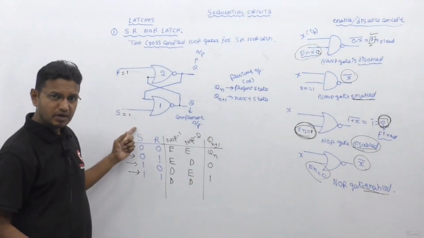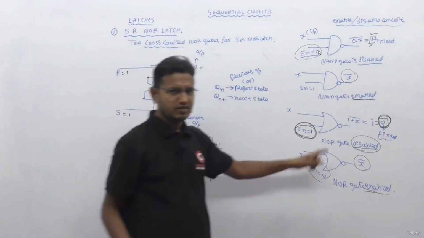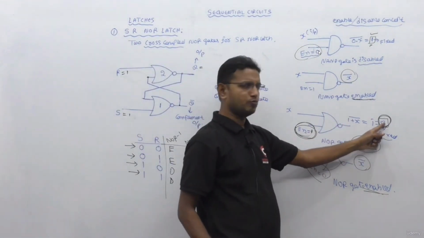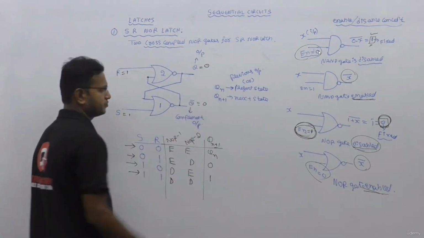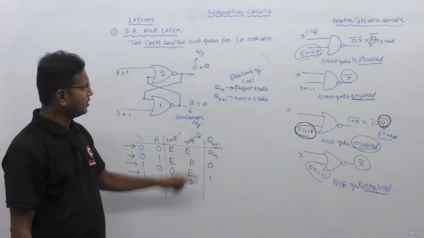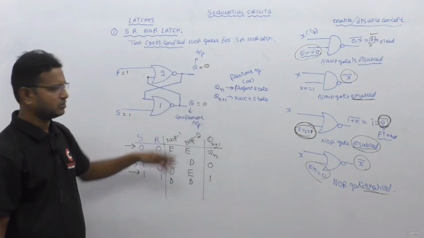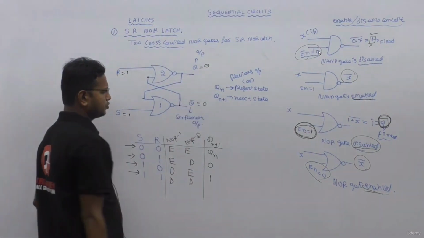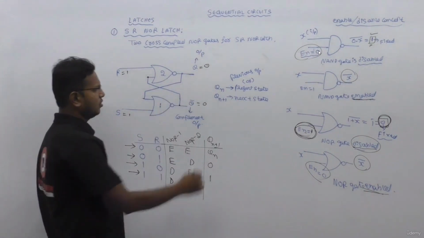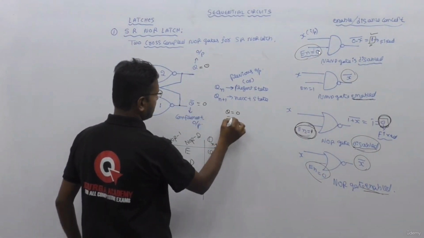If they are disabled, what will q be? I told you that when a NOR gate is disabled, you can directly tell the fixed output value, that is 0. So q equal to 0, and q bar is also 0. Since both are disabled, I am writing the values. Now see the interesting thing: q equal to 0, and q bar is also 0.